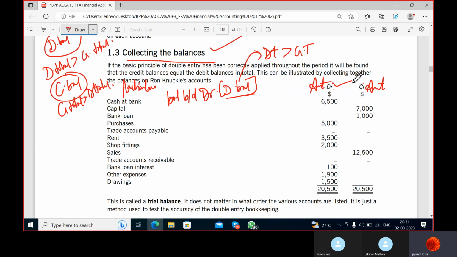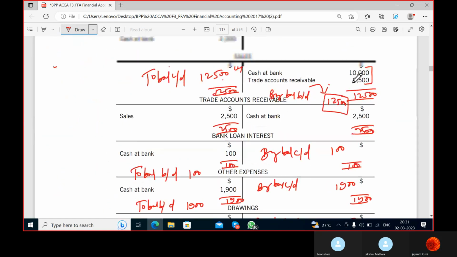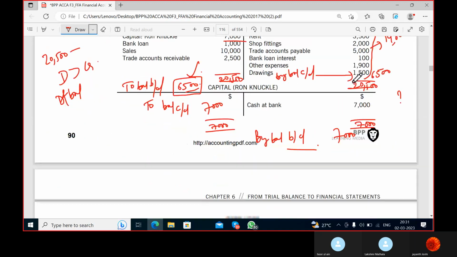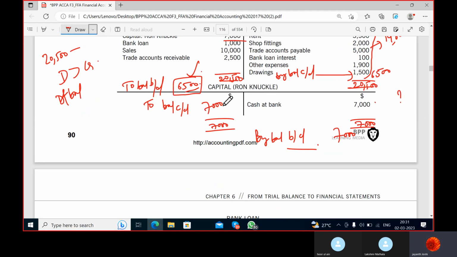Okay. Now let's go for the capital. Now you should only tell me where shall I write that. Here you have credit side 7,000, here you have 0. So here credit balance is more than debit balance. So what's the balance? Total credit is more than total debit. So what balance will you get? A credit balance. Yes, 7,000. So we'll write this in the credit side.